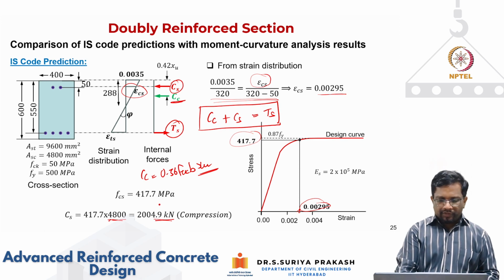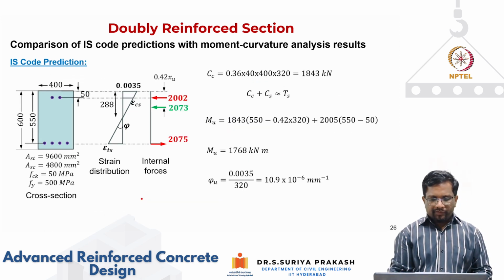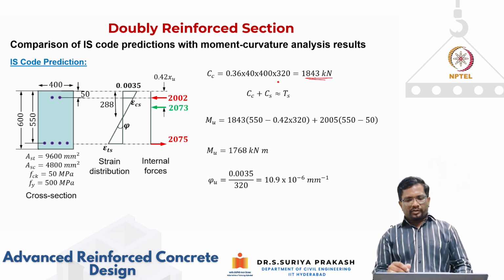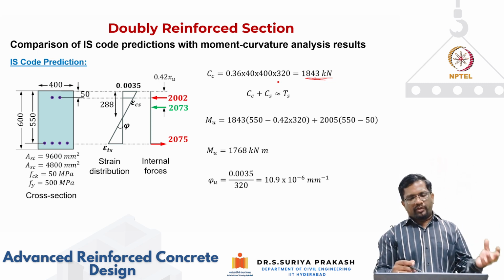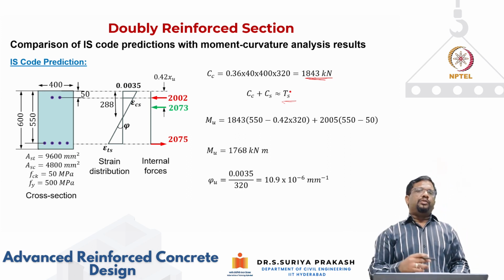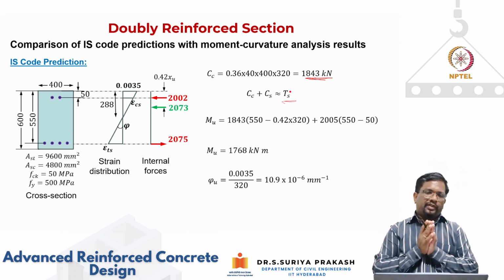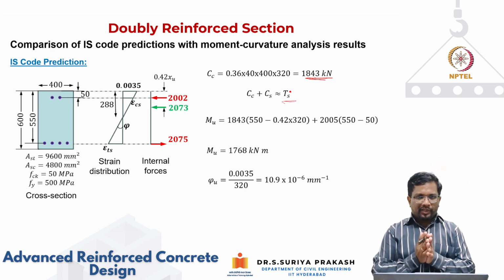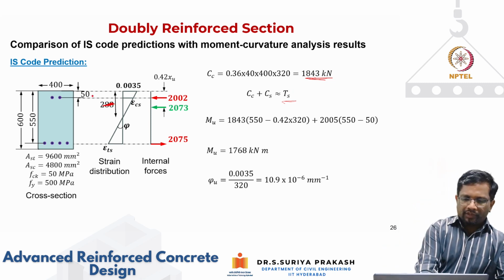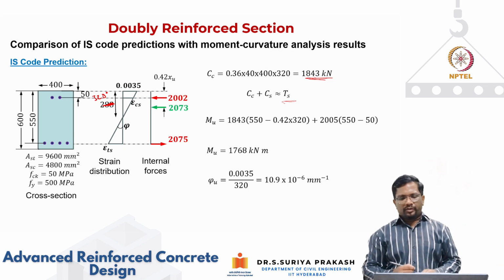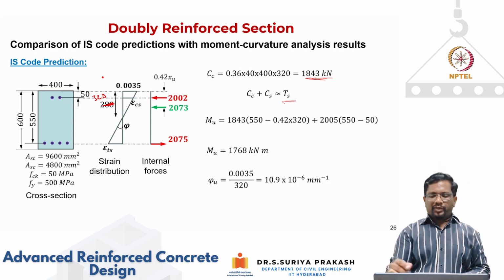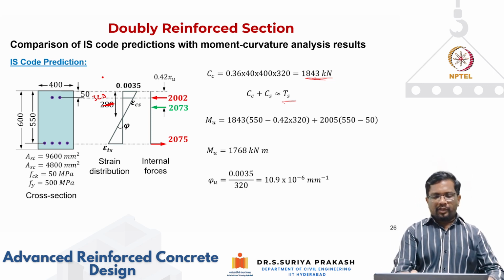So let's see. We have got Cs, and Ts we previously calculated, and Cc when you put it in works out to be 1843 kilonewton. When you add them up, the compression contribution of concrete plus the compression steel contribution is nearly equal to Ts. So the assumed value of 320 satisfies the equilibrium condition. Now you can ask me, how did I come to 320 directly? We did that iteration and then calculated. In fact, previously I started with 288, which was not satisfying, and for 320 the equilibrium condition is nearly satisfied. Then I can take the moment resistance.